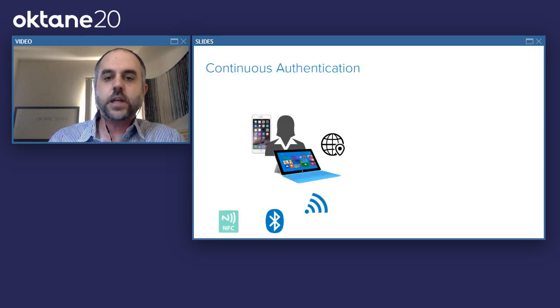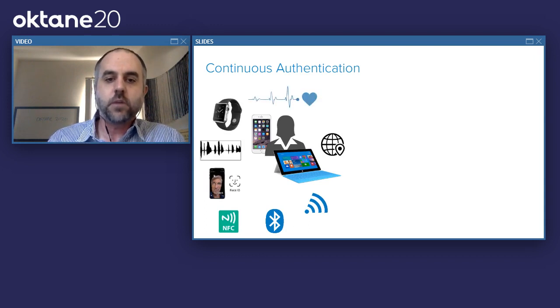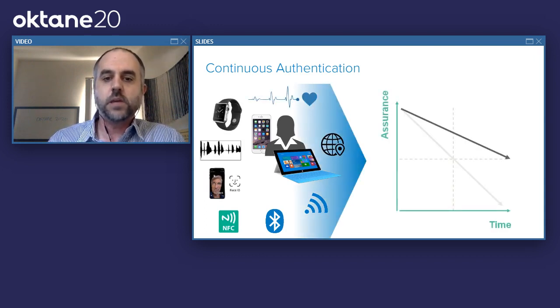So it starts with authentication. Leveraging modern technologies, we want to be able to more passively authenticate the user and do that more often to try to increase that assurance level, so it's not a point-in-time snapshot. We don't want to ask the user to enter their password every hour or so, or potentially enter an OTP.